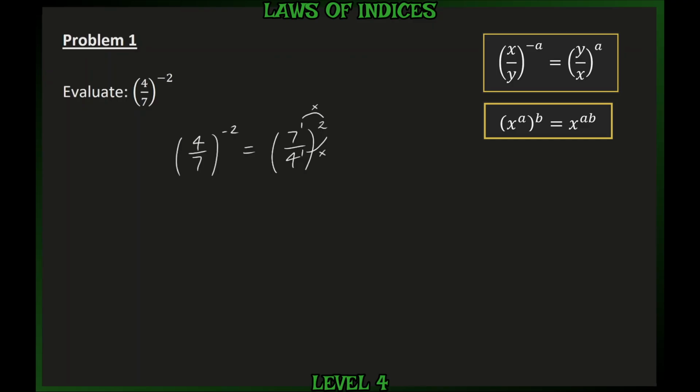So starting with our numerator, 1 times 2 is 2. So the numerator becomes 7 to the power of 2. And in our denominator, 1 times 2 is 2 again. So this becomes 4 to the power of 2. 7 to the power of 2 is 7 times 7, which is 49. 4 to the power of 2 is 4 times 4, which is 16. And so our final answer for problem 1 is 49/16.